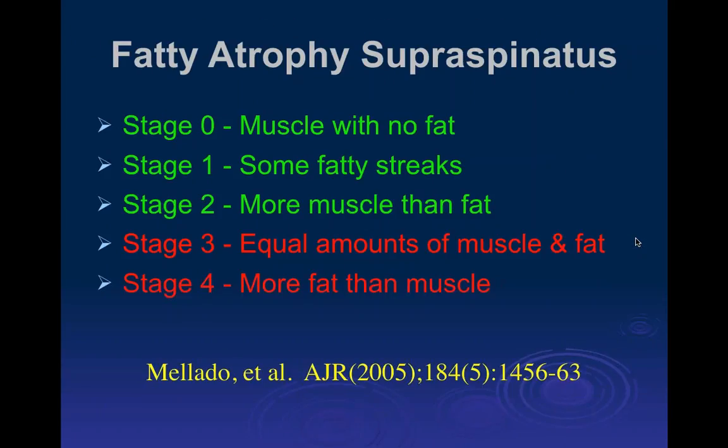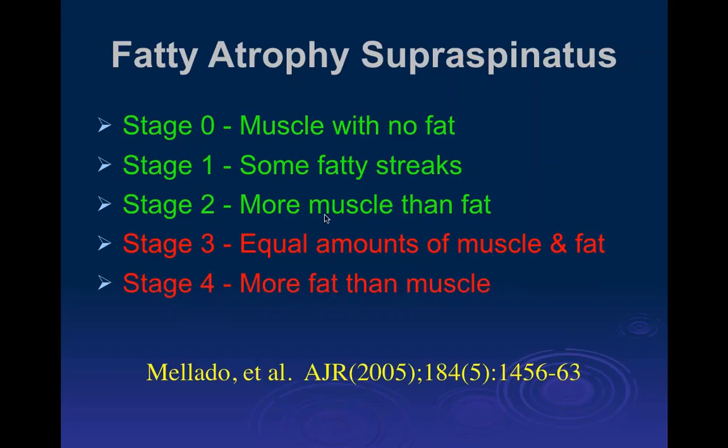Okay, so this is published by Goutallier in AJR in 2005, where you actually grade the amount of fat within the muscle. Stage 0 would be no fat. A few fatty streaks for stage 1. If you have more muscle than fat, that would be 2. If you have equal amounts of muscle and fat, that's a 3. If you have more fat than muscle, that's a 4. And according to their work, stage 3 and 4 are poor surgical candidates, whereas stage 0 and 2 are still good surgical candidates.